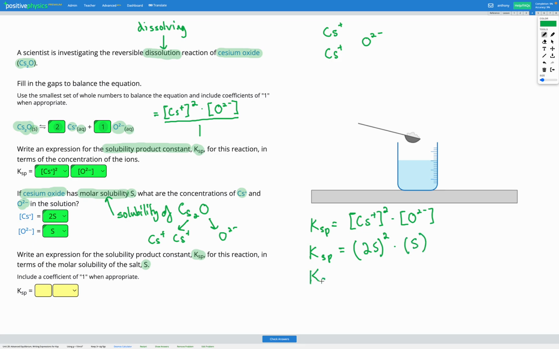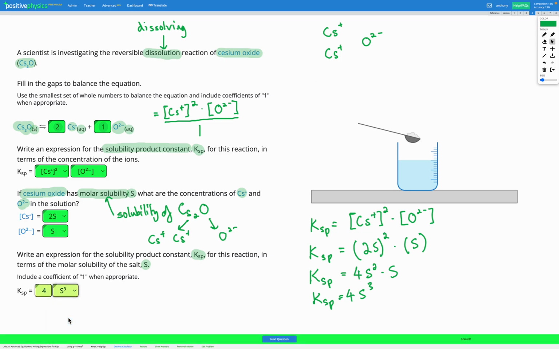So let's go ahead and multiply those out. (2S) squared gives us 4S squared multiplied by S. So that ends up with a Ksp of 4S cubed. Let's fill that out down here and check that worked. We've got 4 times S cubed.